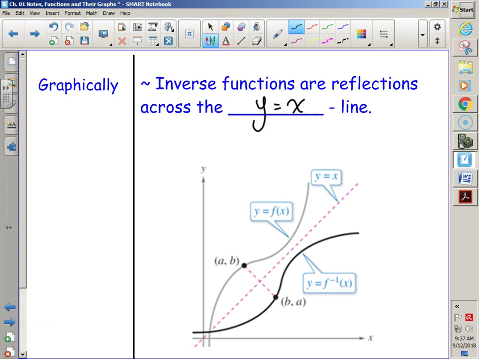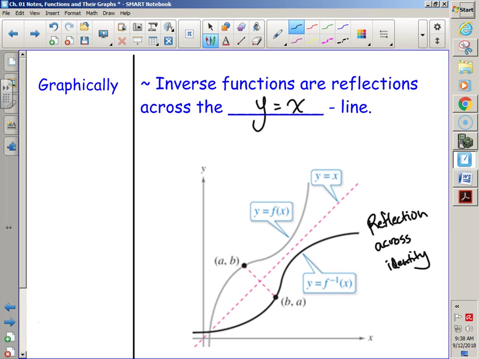Reflection. The inverse is always going to be a reflection in the x, in the y, in the origin. No, no, and no. What does it reflect across? Think. The identity function. Why does it reflect? Why does it flip over the identity function? Because the y's and x's switch.